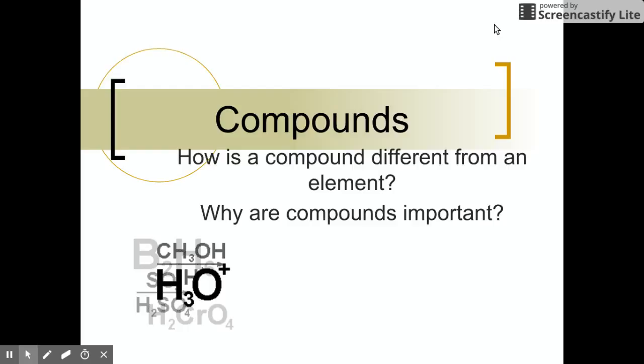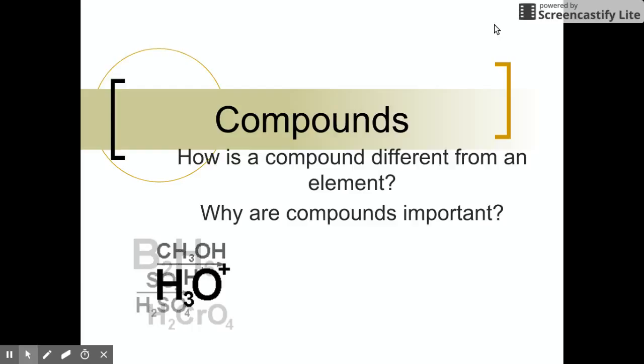We know that atoms are the basic building blocks of life. We know that atoms have three subatomic particles: the proton, which is positive, the neutron, which is neutral, and the electron, which has a negative charge.